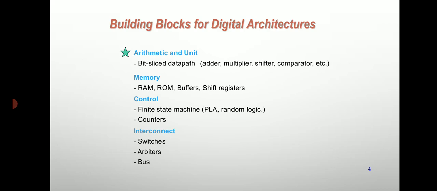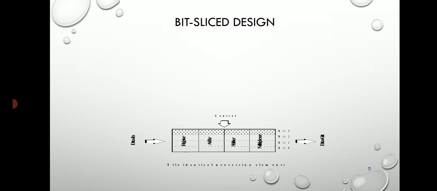The control which is used here is finite state machine and the counters, and the interconnect which are used here is the switches, arbiters and bus. In the bit sliced design, these adders, multipliers and shifters are used in the data paths of microprocessor and signal processor. So the data path is the core of the processor where all the computations are performed. This block supports the units for storing the results produced by the data path, or it helps to determine what will happen in the next cycle.